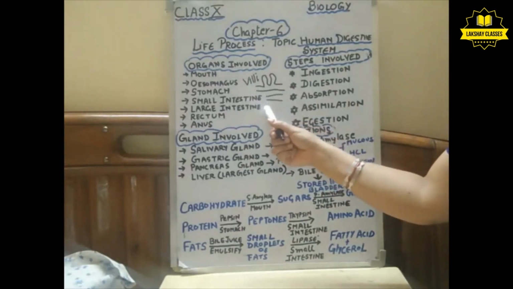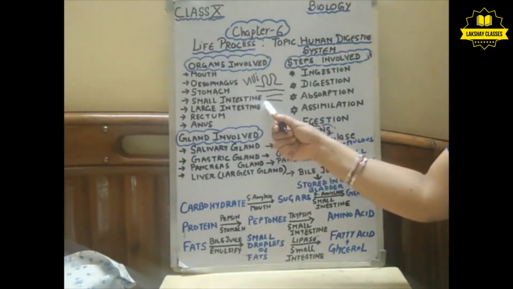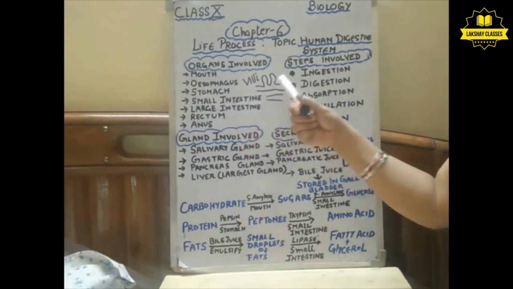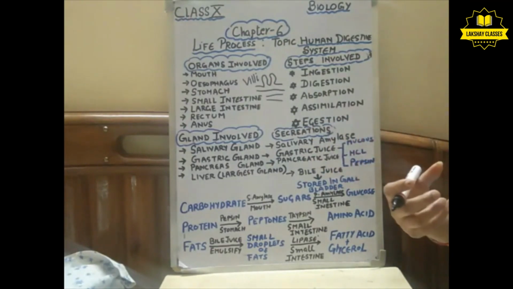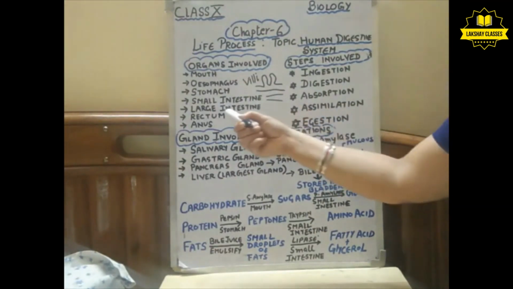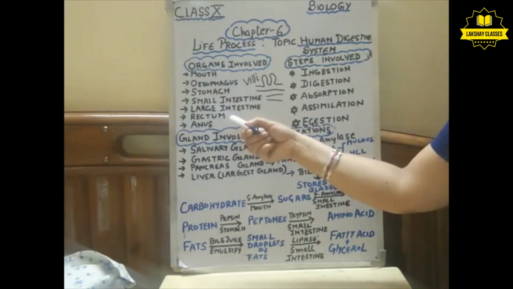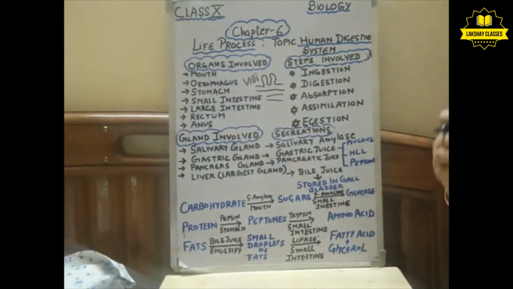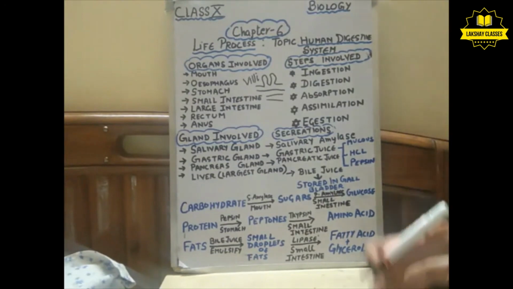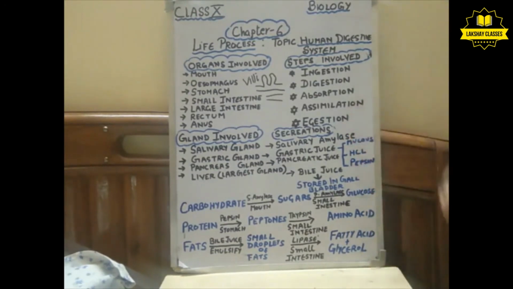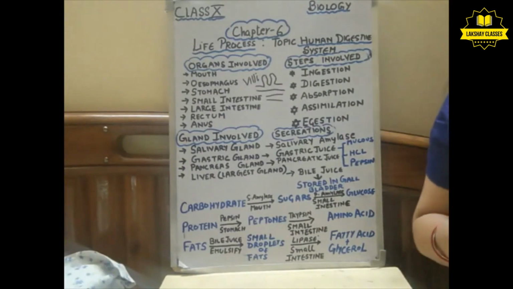In the large intestine, what happens? Whatever undigested food is there moves on, and the large intestine helps in absorption of water from that food. Then the fecal matter is stored in the rectum, and through the anus the fecal matter is removed out of the body, and that process is called egestion. So this was all about the human digestive system. I hope all of you have understood. So we will move on to the next part of the chapter.